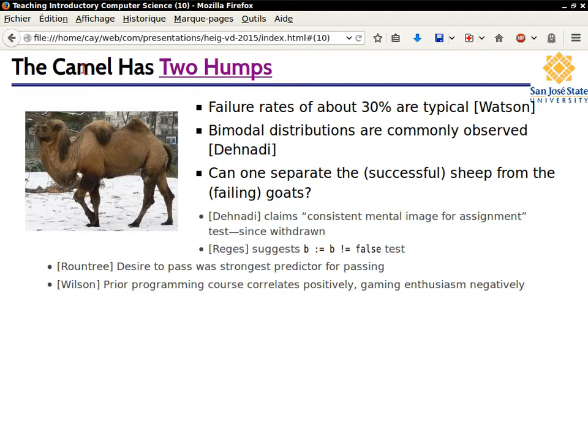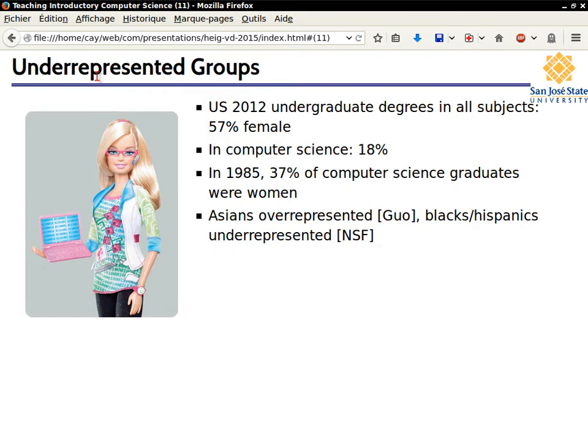But more interestingly, if they professed an interest in gaming, they were actually not going to do well. That surprised me, because sometimes people say that it's the gamers who are actually good at this, but it turns out they're not. So we don't at this point have any good way of telling a priori who's going to do well. Another thing that bothers us in the United States is this issue of underrepresentation.